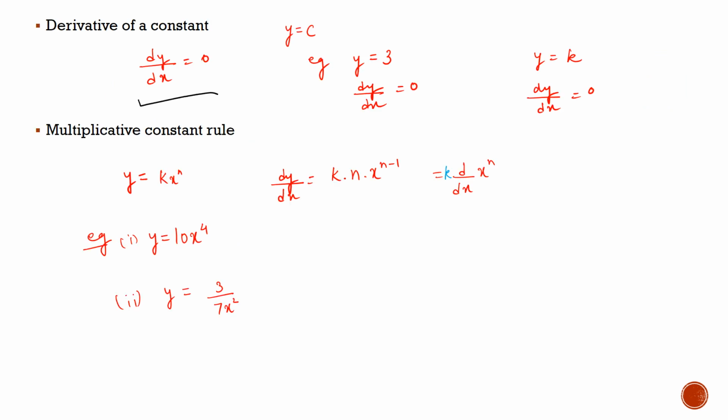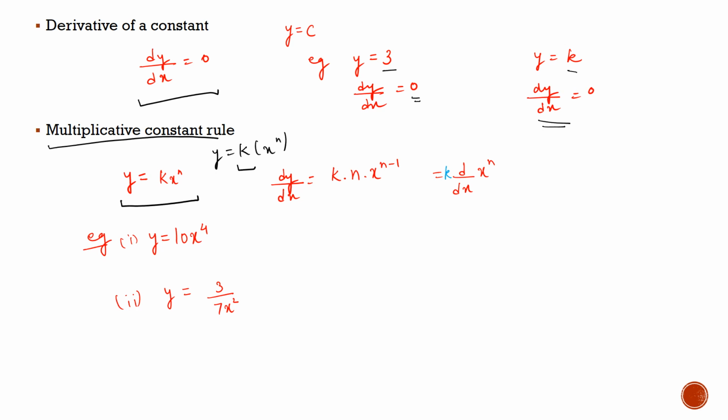Here it's very simple. Derivative of any constant not containing any x is 0. Be it y equals 3, y equals k, the derivative will be 0. Now the multiplicative constant rule says that if y is of the type k x to the power n, here what we can write is k and x to the power n.